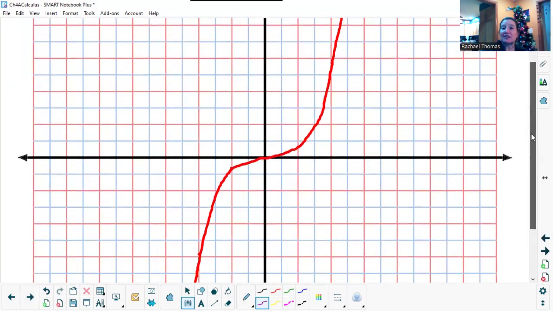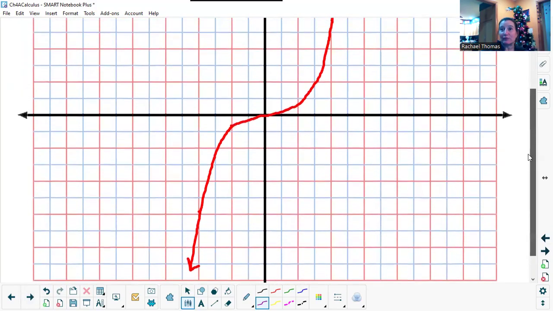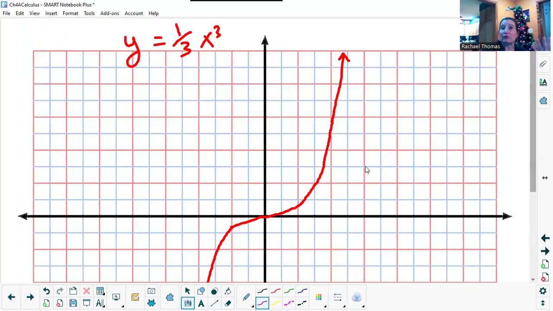So not every function has any maxes or mins, relative, absolute, anything. So here's the function y equals 1/3 x cubed. It's got no maxes or mins at all.